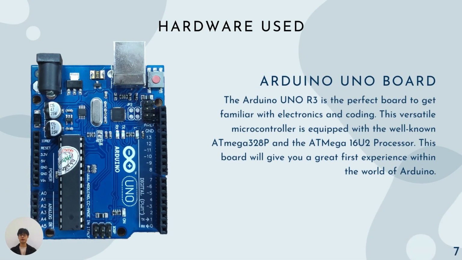We use an Arduino Uno R3 board to collect the data from the AD8232 sensor. The Arduino is a perfect board to get familiar with electronic coding. This versatile microcontroller is equipped with two famous processors. This board will give you a great first experience with Arduino. Since the sensor output is an analog reading, we use Arduino to create a graph out of it.